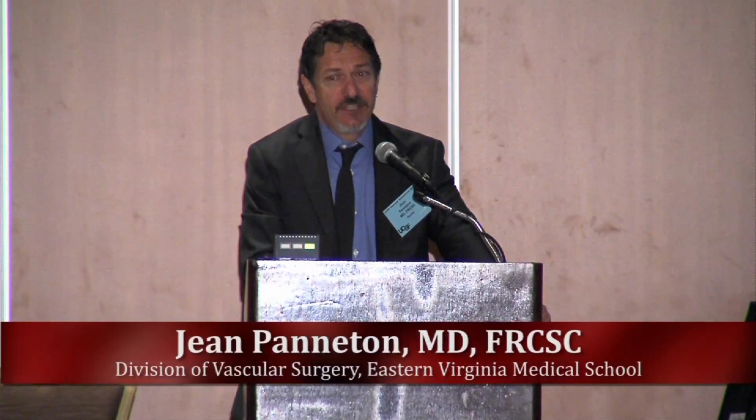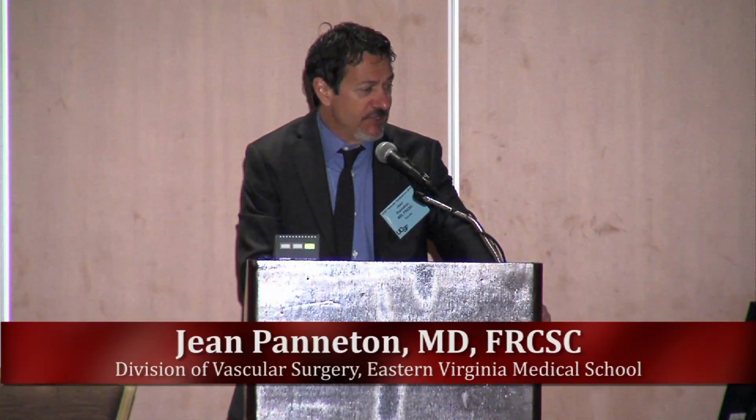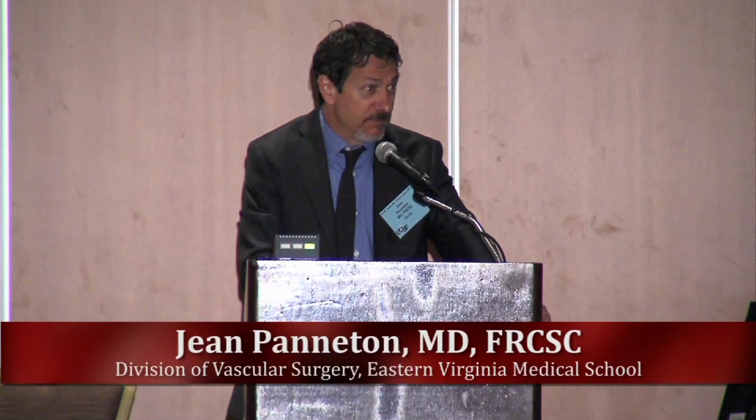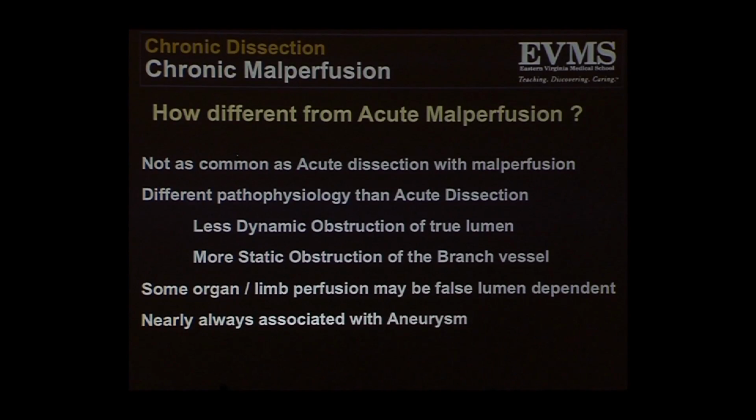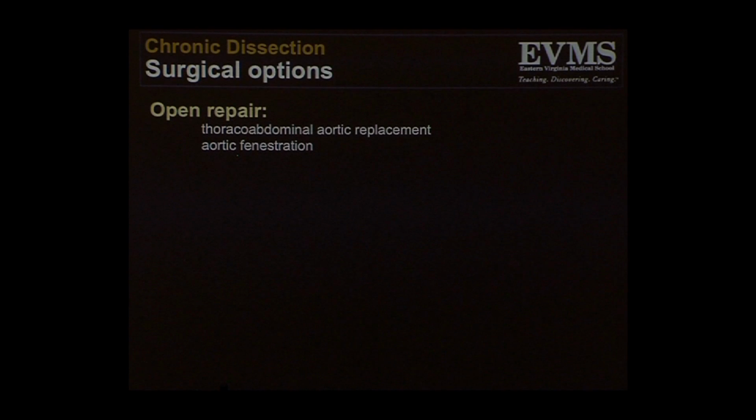It is a bit different than acute malperfusion, however. It is not as common as in patients with acute dissection. The pathophysiology tends to be a tad different. I think there is less dynamic obstruction and much more static obstruction of the branch vessel. Some organ or limb perfusions are completely false lumen dependent, and you have to remember that when it's time to do a TEVAR. It is nearly always associated with aneurysm.